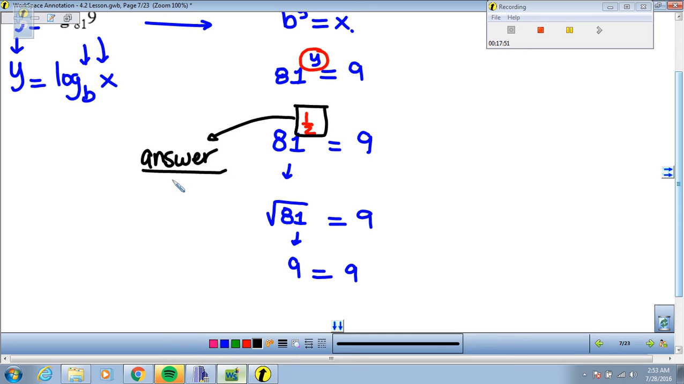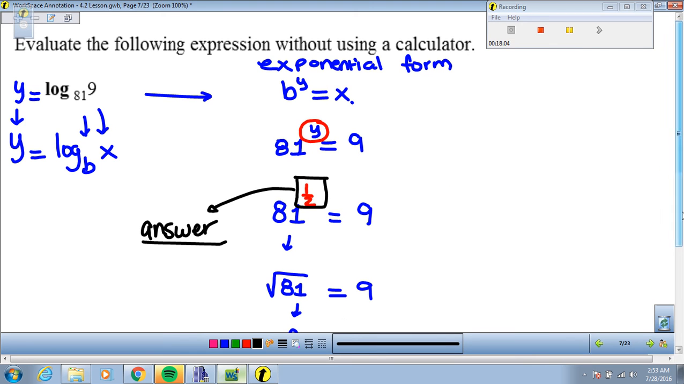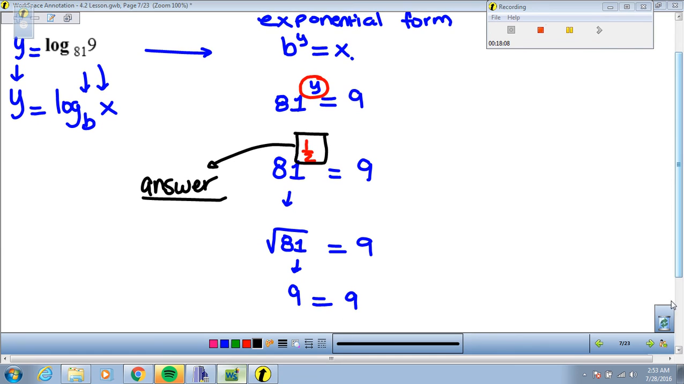So if you are able to understand the previous problem, then this should make sense to you, because it's coming from the same property that I told you here that we learned in the first lesson. So the answer would be that.